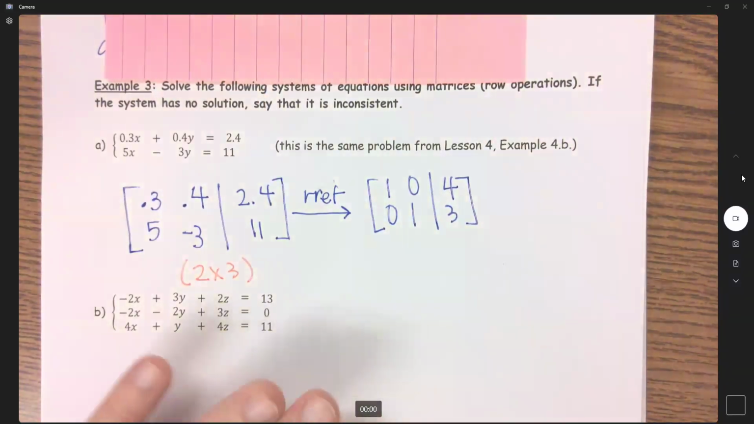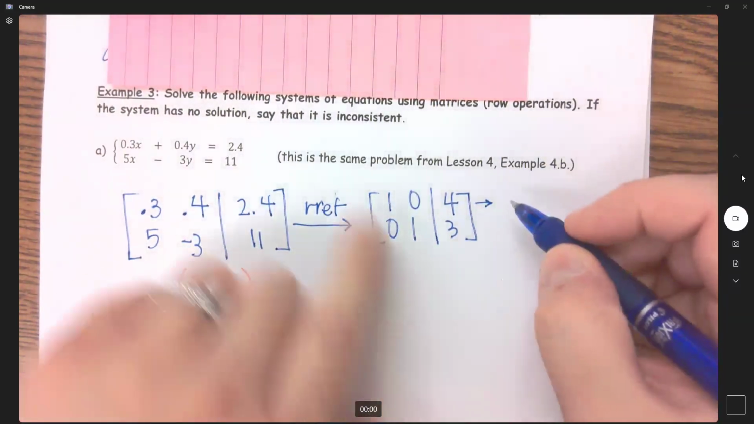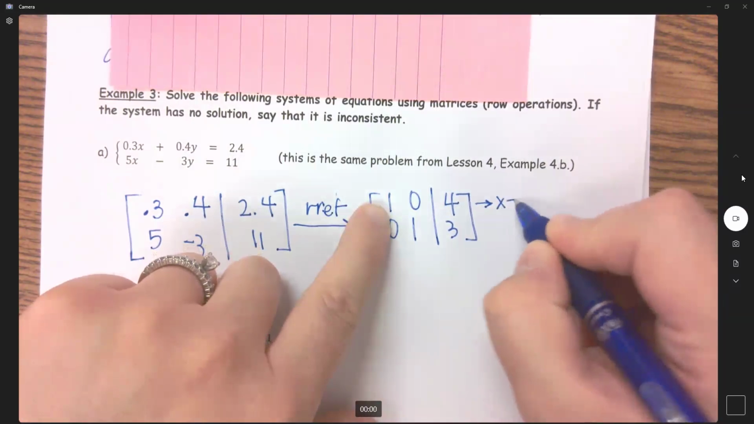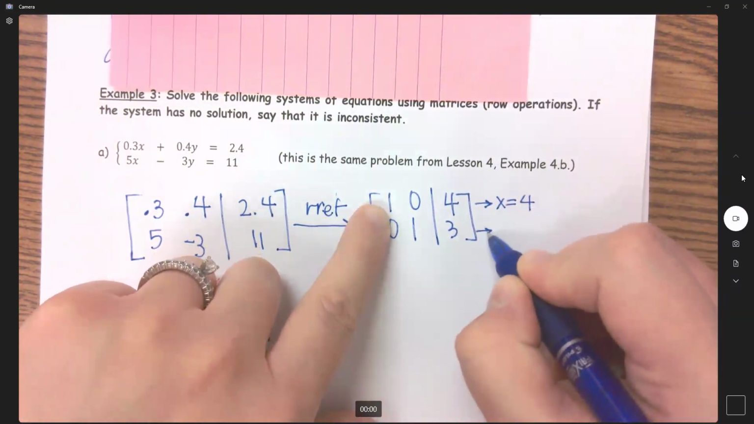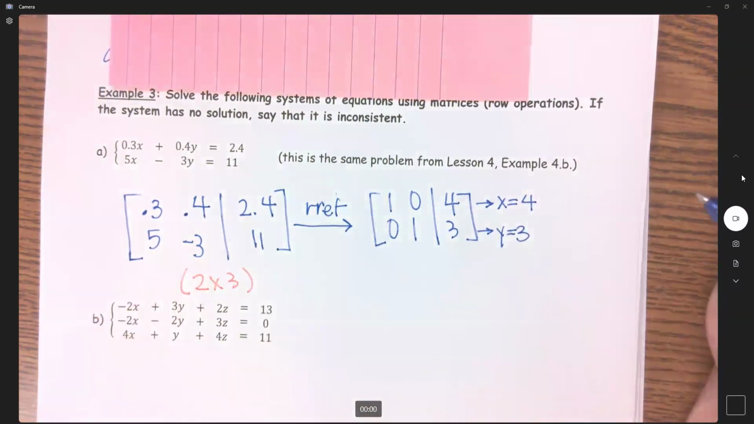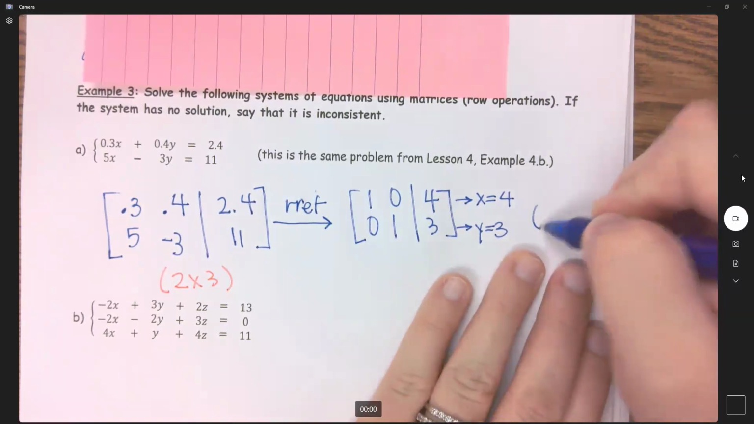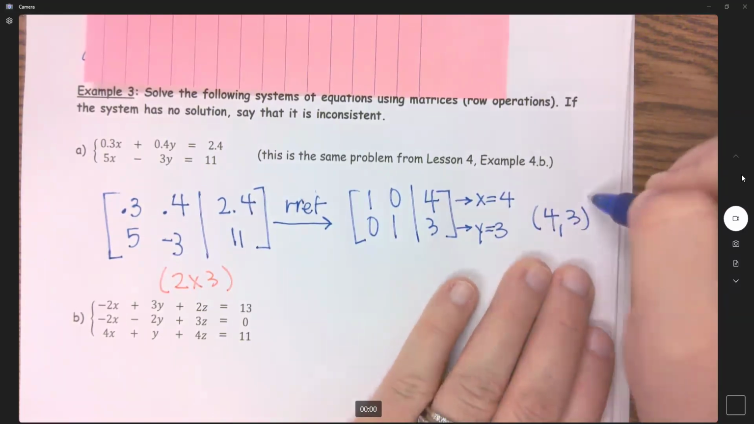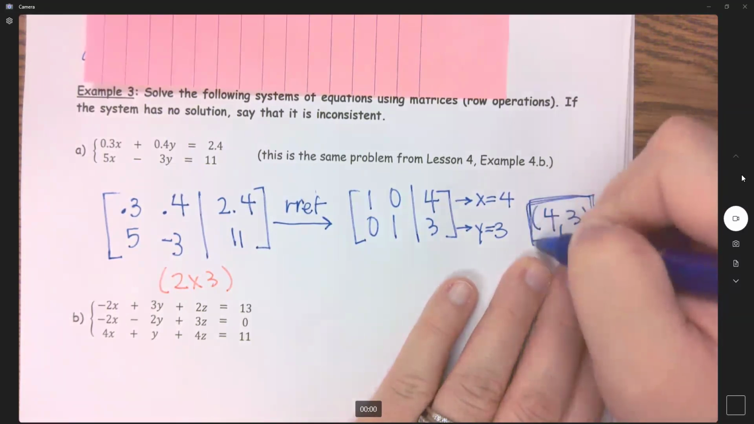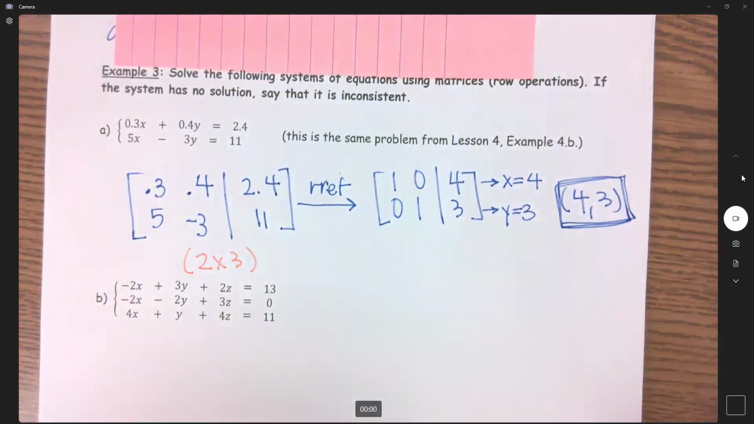So now I can answer or solve this question. This one here tells me x equals 4, and this one here tells me y equals 3. So this is all my MyMathLab wants, but I would like (4, 3). Which, if you look back to lesson 4, hopefully that's the answer we got when we solved that by hand.